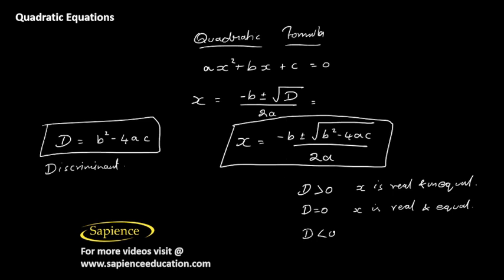What happens if discriminant is less than 0? In that case, again plus or minus will be there, so two different values will be there. So x is unequal, but it is not real, because if discriminant is less than 0, it is a negative number, and inside a square root, a negative number is called an imaginary number. So if discriminant value is less than 0, value of x will be imaginary and unequal.